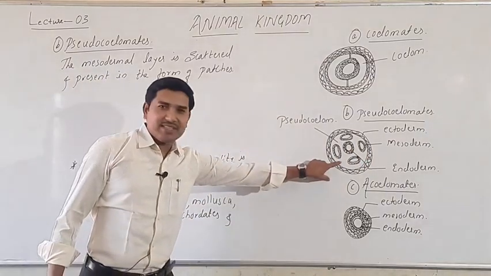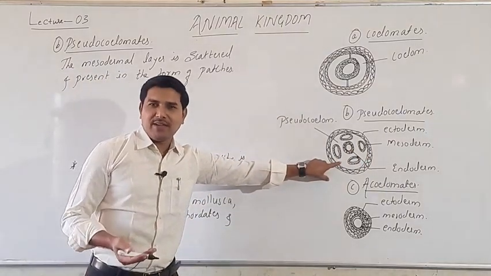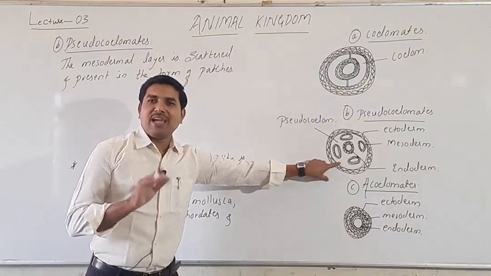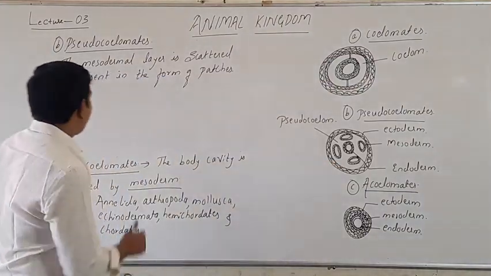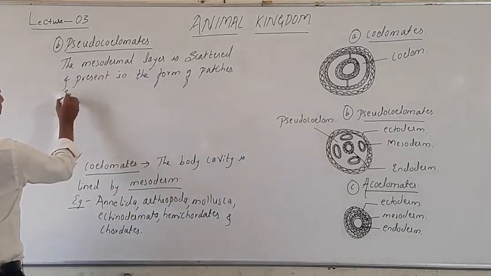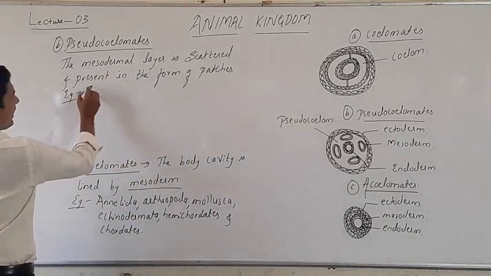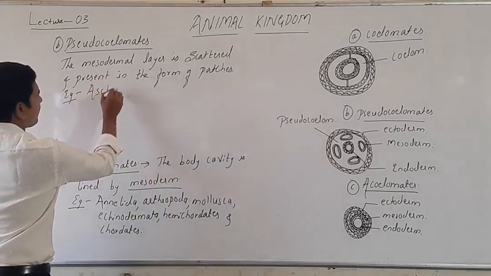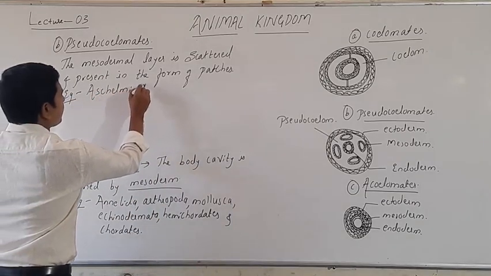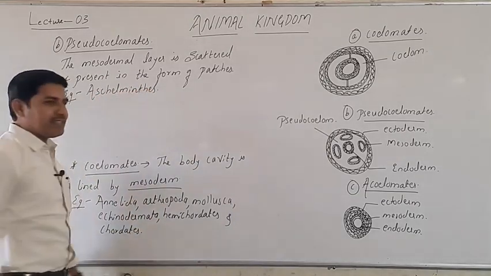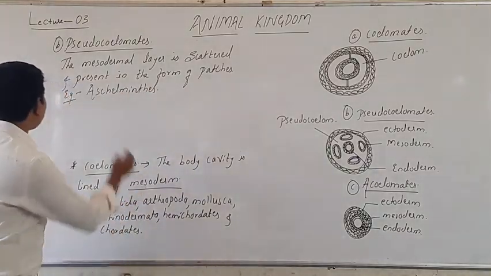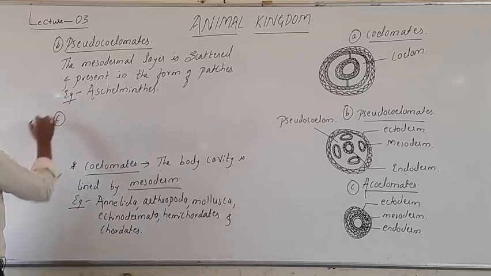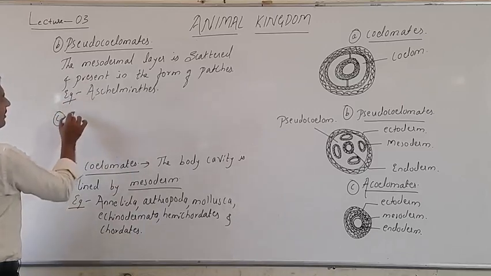And here what we see is a false cavity, and hence we call this a pseudocoelomate. And an example for the pseudocoelomates is Aschelminthes, which we also call roundworms. And the last one, we have the acoelomate.